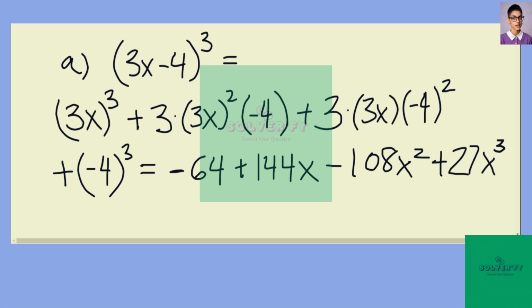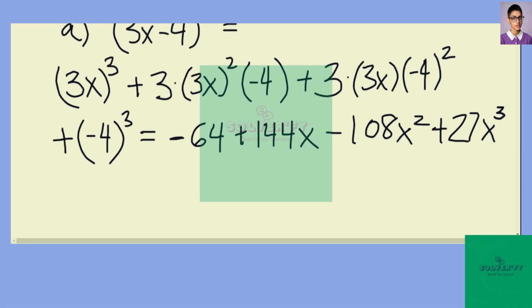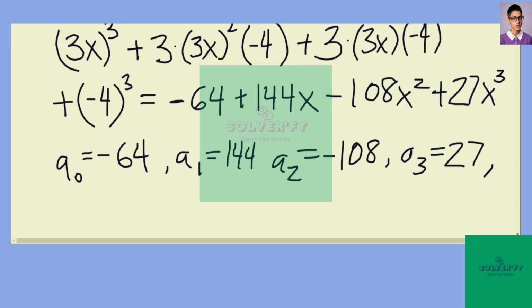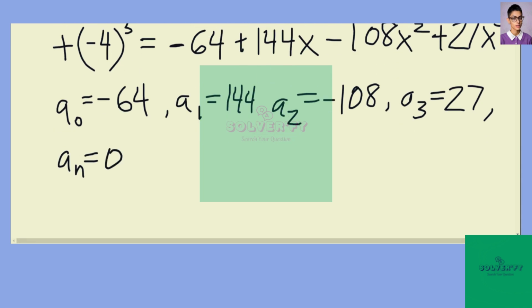And so the sequence arising from this generating function is the sequence with terms a0 equals -64, a1 equals 144, a2 equals -108, a3 is equal to 27, and an is equal to 0 for all n equal to 4, 5, 6, and so on.